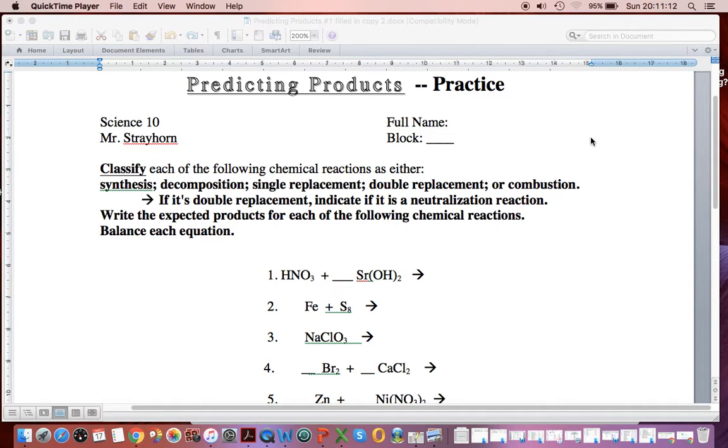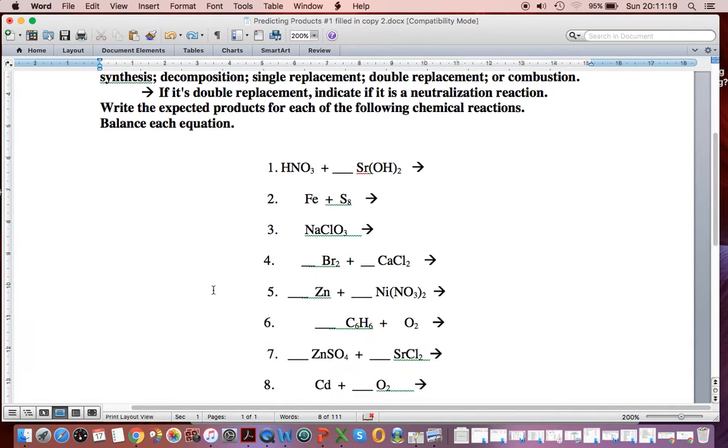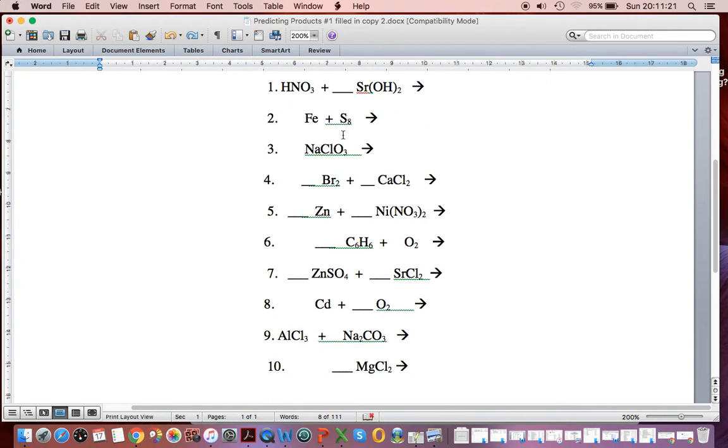Now, when we do these questions, first of all, I guess we have to give ourselves a name here. So let's call ourselves Key. And normally you'd attack questions, go for 1, 2, 3 on down until 10. But not when you're predicting products. We want to do the easier ones for predicting products and save the tougher ones for later.